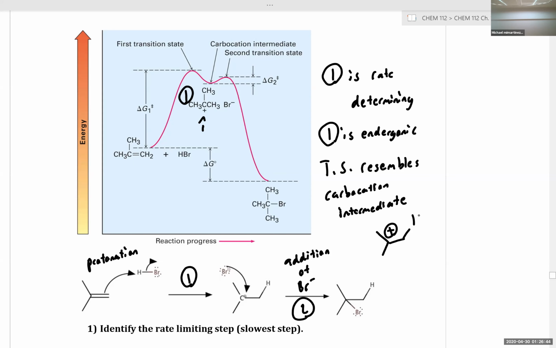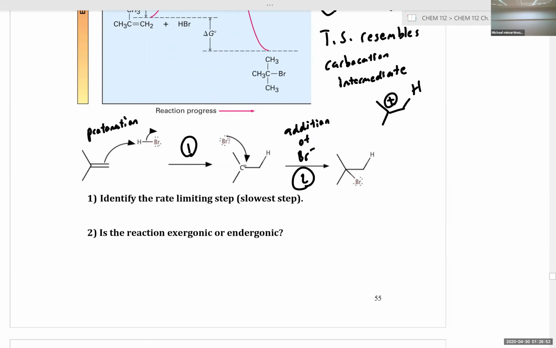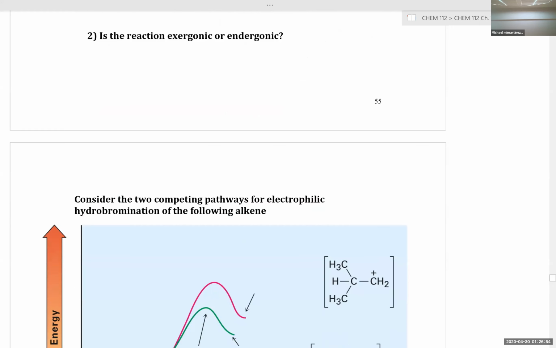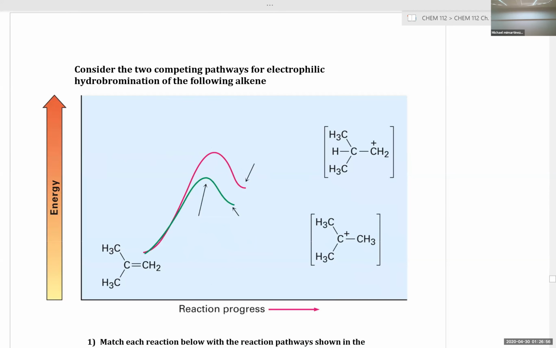So our transition state is going to resemble the following species. Okay, good. Everyone's good at that. Okay, so let's take a look at two competing pathways for electrophilic hydrobromination of the following alkene.